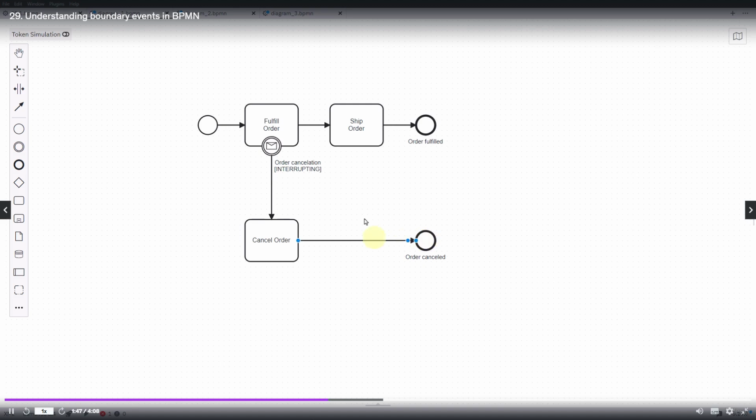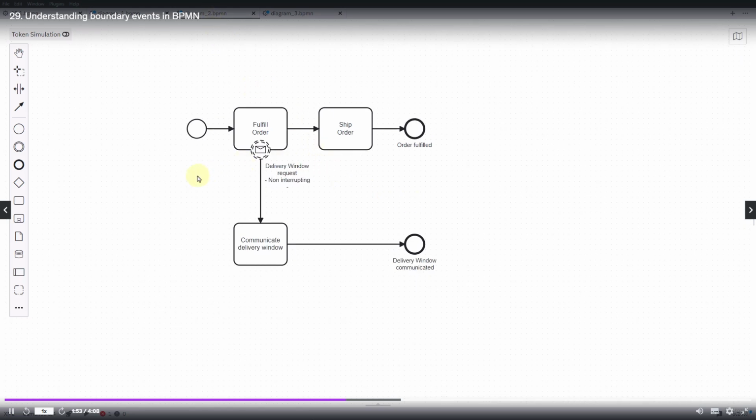However, not all use cases in the real process world can be modeled in this way. That is why there are also non-interrupting events. Let's take another example. During the runtime of an order process, the customer asks for the time window for delivery of the goods. This starts another process, but this information has no influence on the execution of the respective activities in the main process. The process must not be interrupted for this reason.